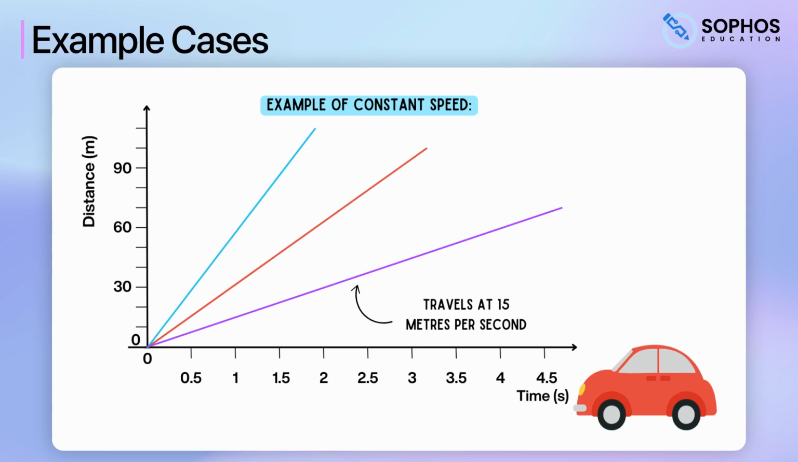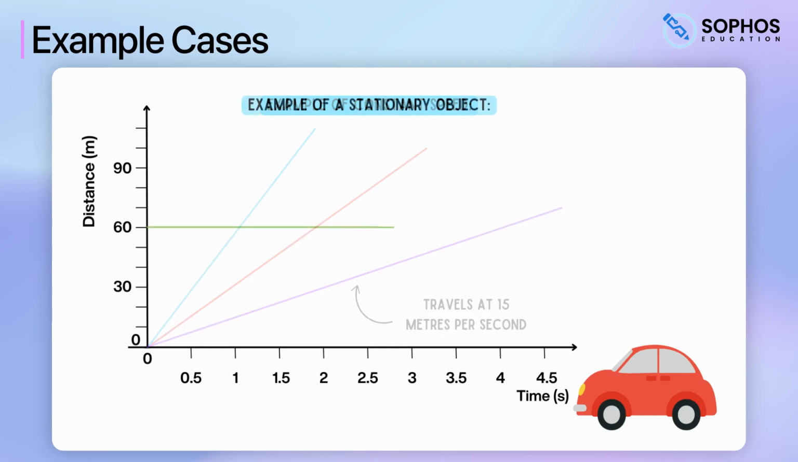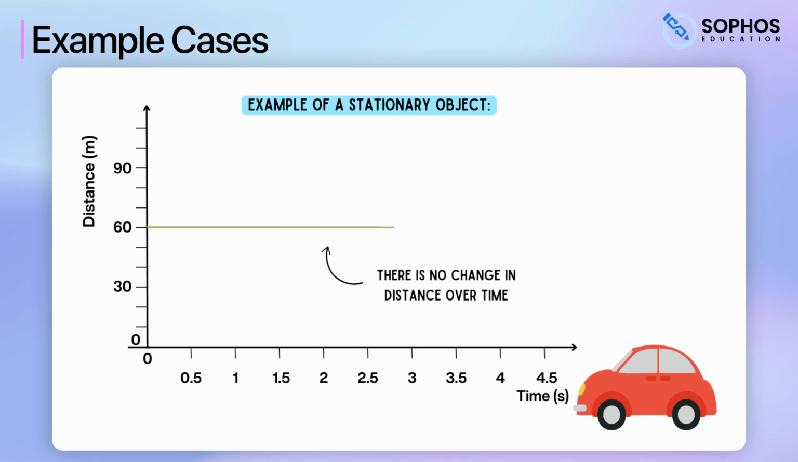Now let's look at an example of a stationary object. A parked car will show a flat horizontal line on the graph, staying at the same distance over time. Finally, let's look at an example of changing speed.